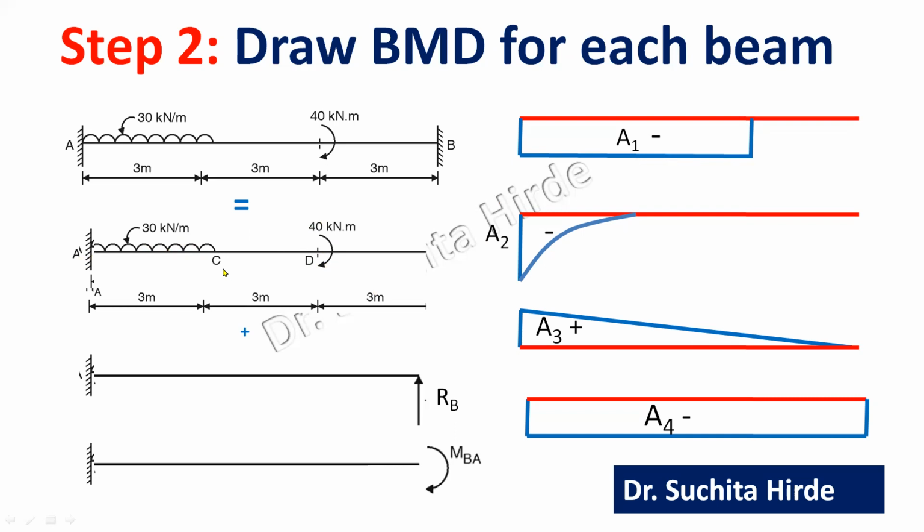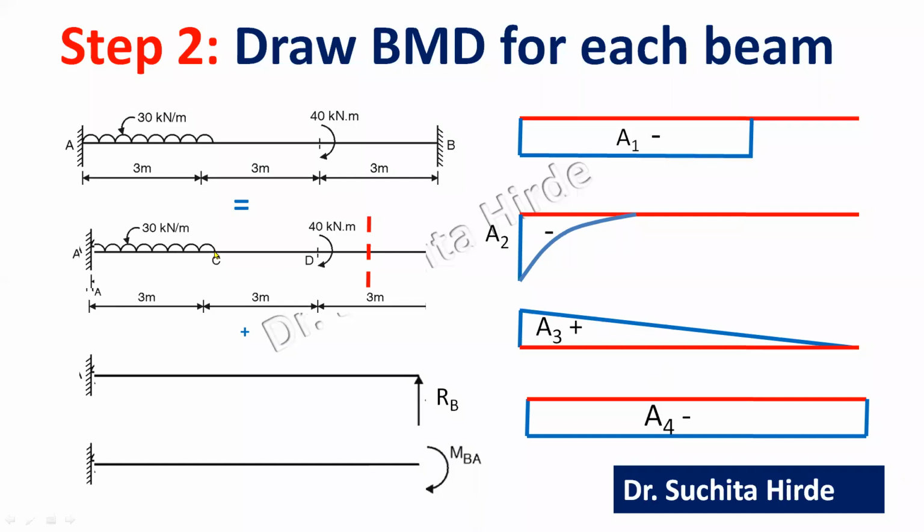After that, we will consider the effect of the UDL. When you consider the effect of the UDL, we will consider only the UDL, not the moment. So from B to C, if you take a section and look at the right side, there will not be any bending moment.